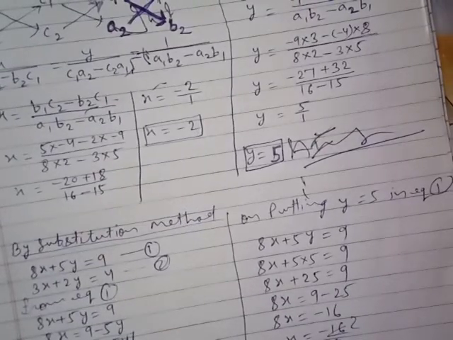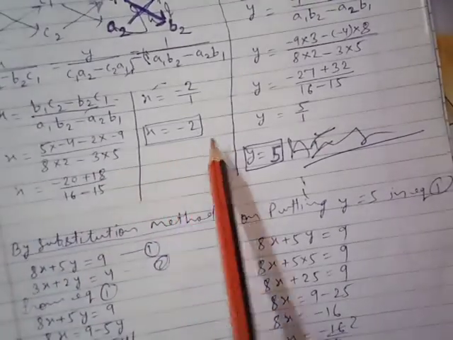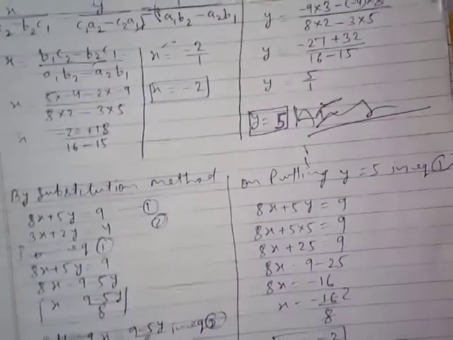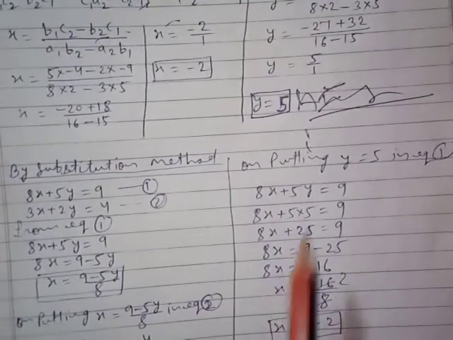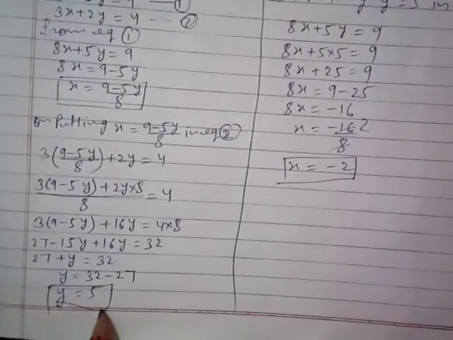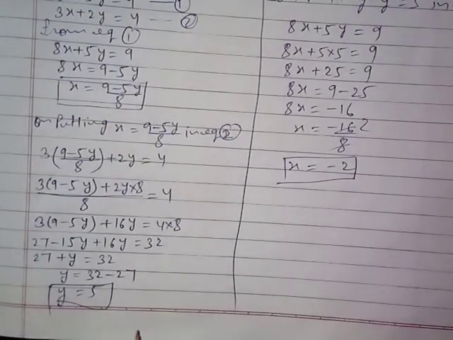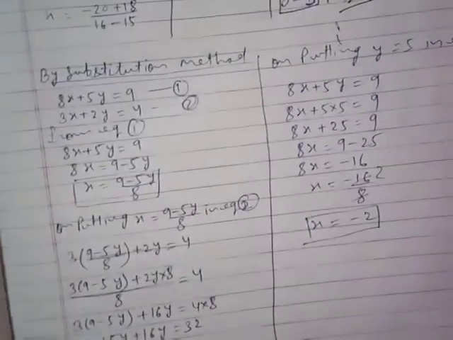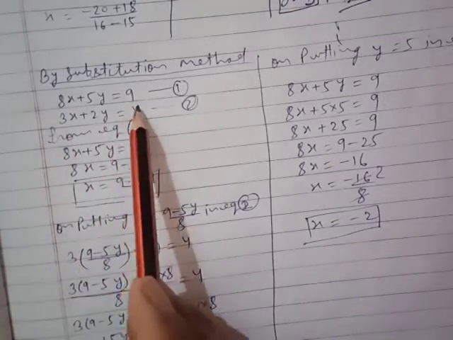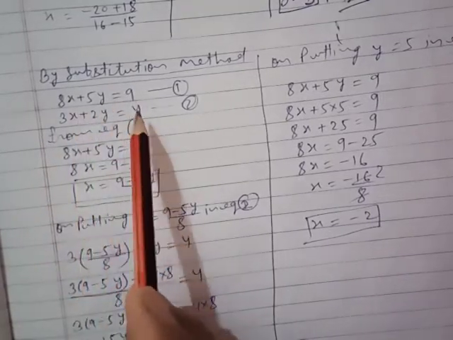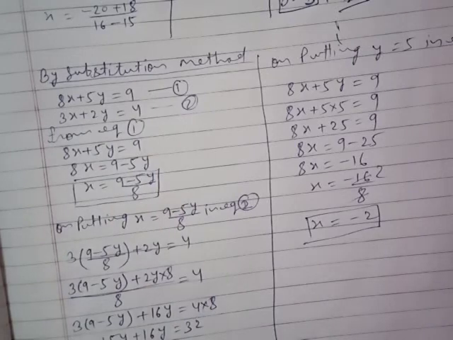By using the previous cross multiplication method, the value of x was minus 2, and here x is also minus 2. The value of y was 5, and here it is also 5. So we have solved these two equations by both methods, by the substitution method and by cross multiplication. I hope you understand. After question 4, I will explain in the next video of exercise 3.5. So thank you and have a good day.